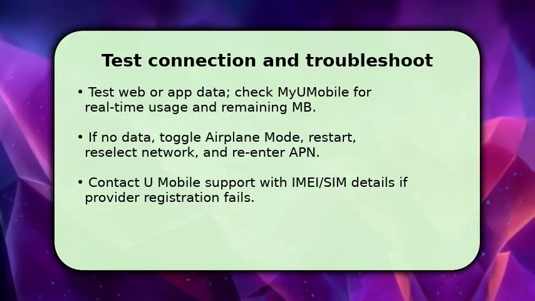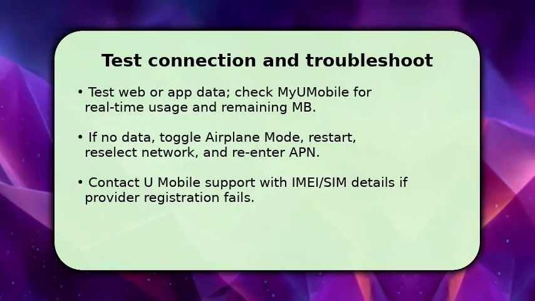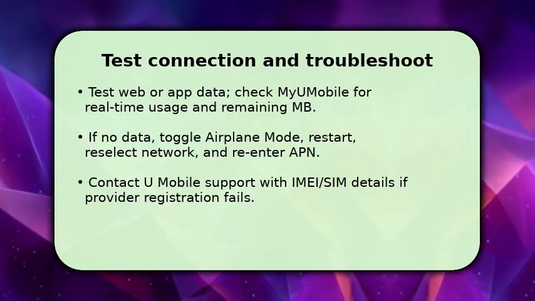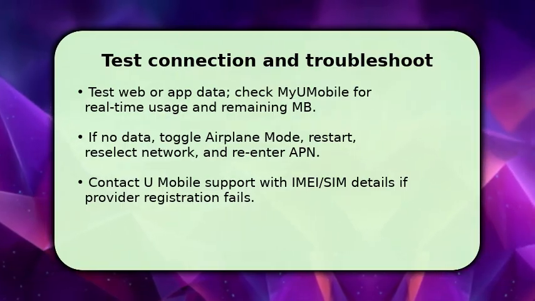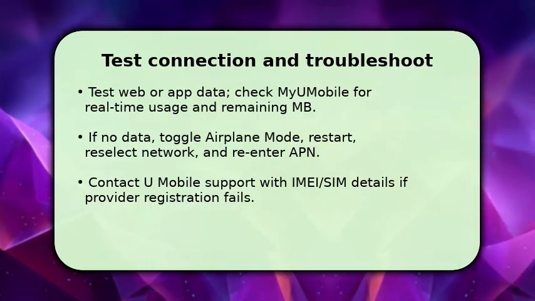If problems persist, contact U-Mobile support with your SIM number and IMEI. They can push provisioning or confirm partner network registration. This single troubleshooting step usually resolves registration failures.